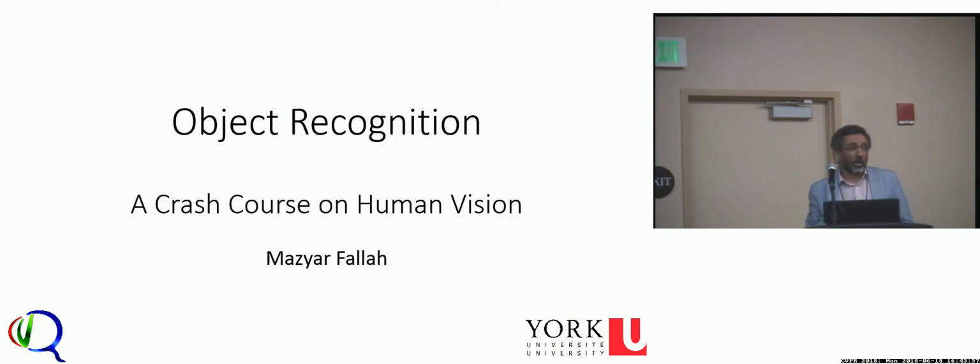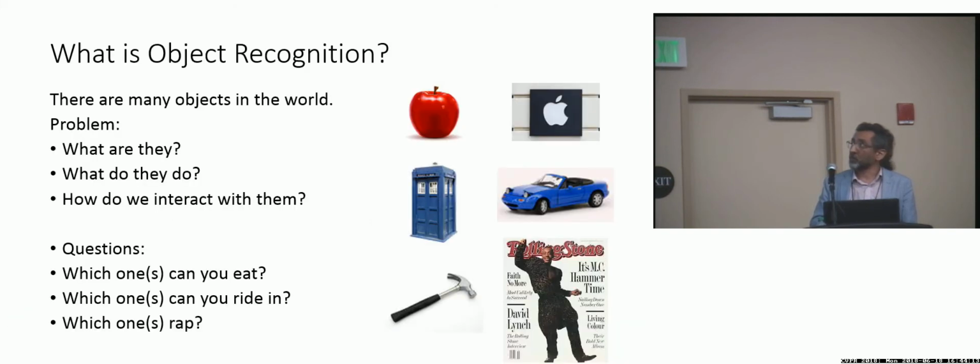Okay, so last but not least today, the end of all of the visual processing we've been talking about is to get up to object recognition. I'm Mazyar Fallah. I'm at York University in the Centre for Vision Research, and I've been spending my career studying what I wouldn't necessarily call human vision directly, but often through animal models. So I'm going to use this talk as a way of answering questions and problems when it comes to visual processing and objects. And the first question, of course, is what is object recognition?